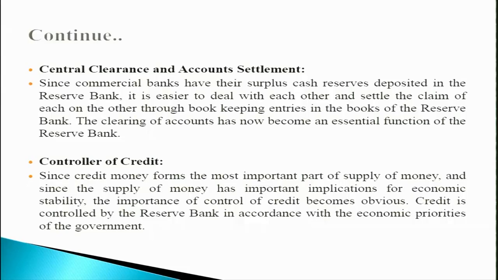Then it plays the role of controller of credit. Since credit money forms the most important part of the supply of money, and since the supply of money has important implications for economic stability, the importance of control of credit becomes obvious. Credit is controlled by the Reserve Bank in accordance with the economic priorities of the government. So guys, you need to understand that the government has a lot of priorities. Sometimes they want to promote something, sometimes they want to discourage a few sectors, few practices. So the government's priorities in terms of finance and money are controlled by the RBI. The government cannot do direct things, so they ask RBI to intervene in the market and act as per the requirement of the economy and desire of the government.